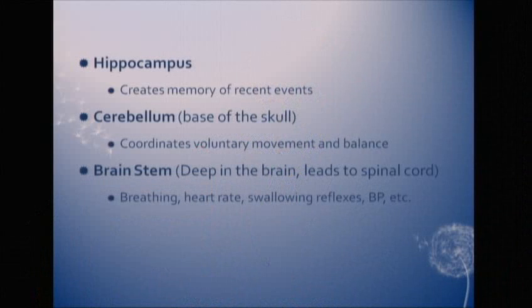The cerebellum is at the base of the skull down here, and that's one of the things that helps coordinate your voluntary movement and your balance, kind of how you move about. And then the brainstem really controls all your vital functions. So a person in the very later stages of Alzheimer's disease, before they die, will generally have difficulty with breathing regularity, with the heart knowing to keep beating, swallowing reflexes, blood pressure, all of those kinds of things.